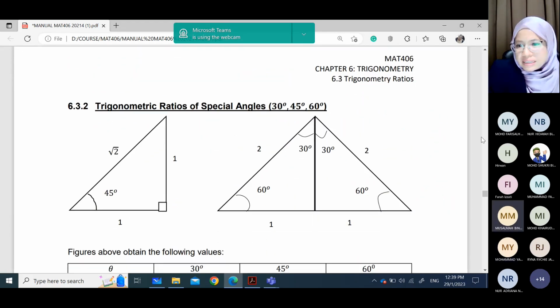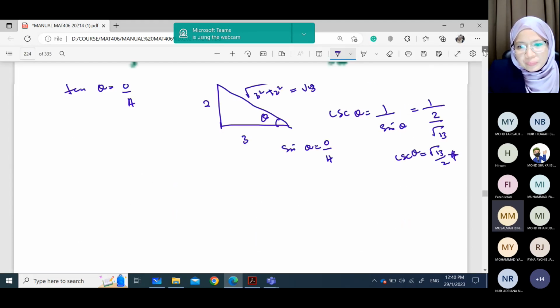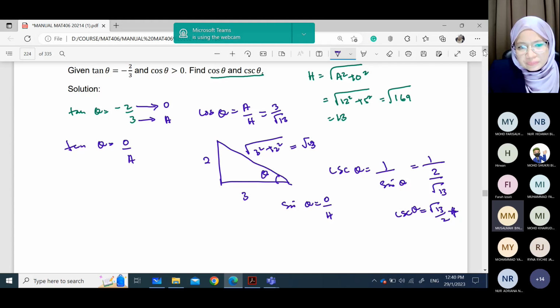Alright, so yes. Tadi sebab kita punya O tu negatif 2 kan? So kita punya cosecant tu dia jadi positif madam. 13 over 2. Yang mana? Oh tu. Okay.